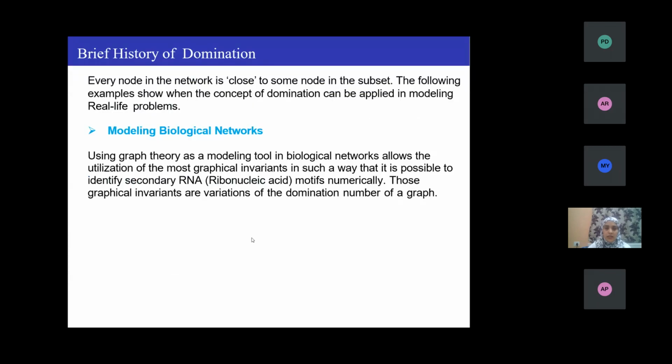Now, modeling of biological networks. We can even see the use of graph theory as a modeling tool in biological networks, and its utilization of graphical invariants in such a way that it is possible to identify secondary RNA motifs numerically. Those graphical invariants are variations of the domination number of a graph. So we can see how secondary RNA can be identified using graphical invariants. Graph theory has been a most powerful tool in modeling biological networks as well.